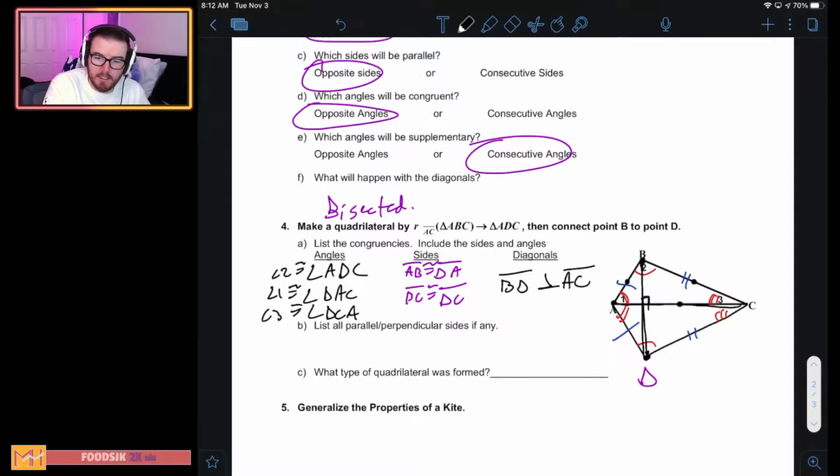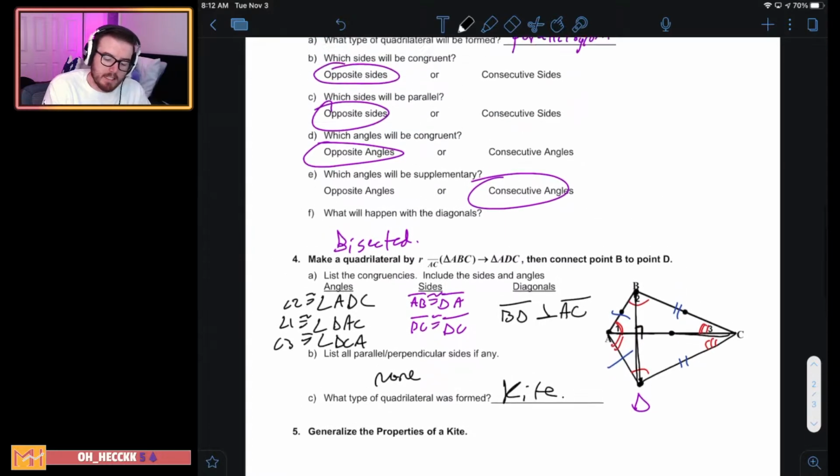There are none, unless you want to count the diagonals. But I'm not going to worry about that. What type of quadrilateral was formed? This is called a kite.